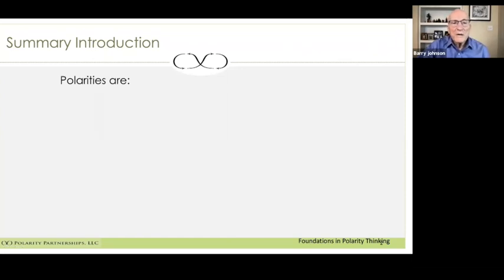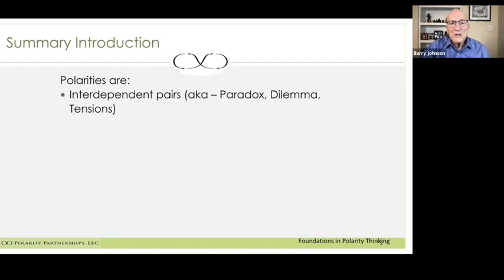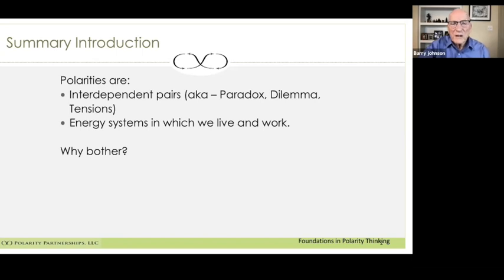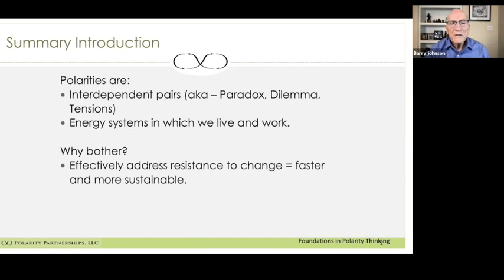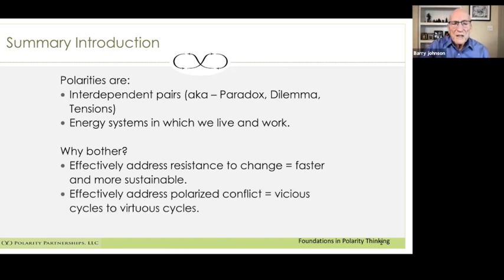In terms of a summary, polarities are interdependent pairs. They're also known as paradox, dilemma, or tensions. They're also energy systems in which we live and work. So we can leverage them just like we can leverage gravity or sunlight. Why bother? There's a couple of primary reasons. One is to effectively address resistance to change. It can support you in having those change efforts happen faster and be more sustainable. Second, it helps you effectively address polarized conflict and convert vicious cycles into virtuous cycles, using that inherent energy that exists within the polarization to make progress.